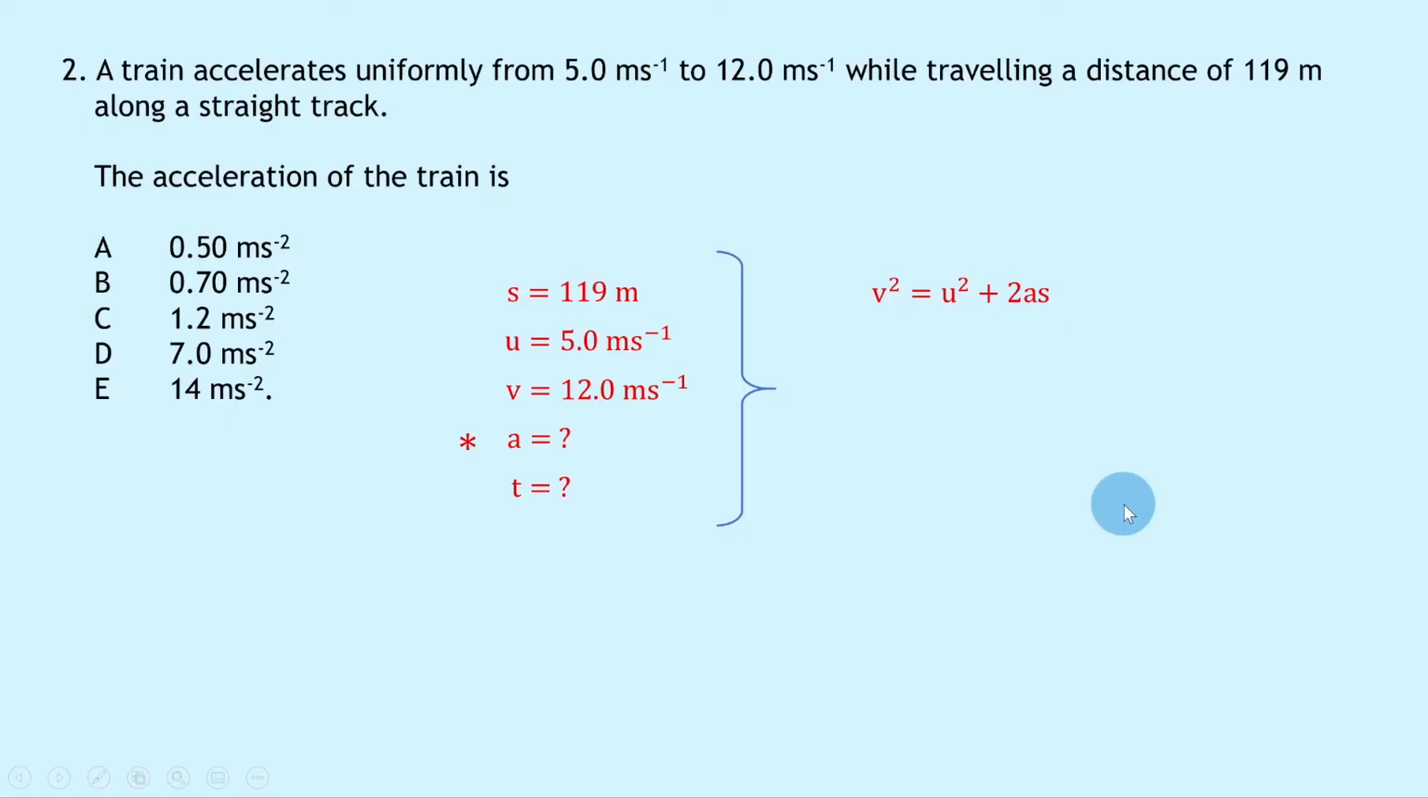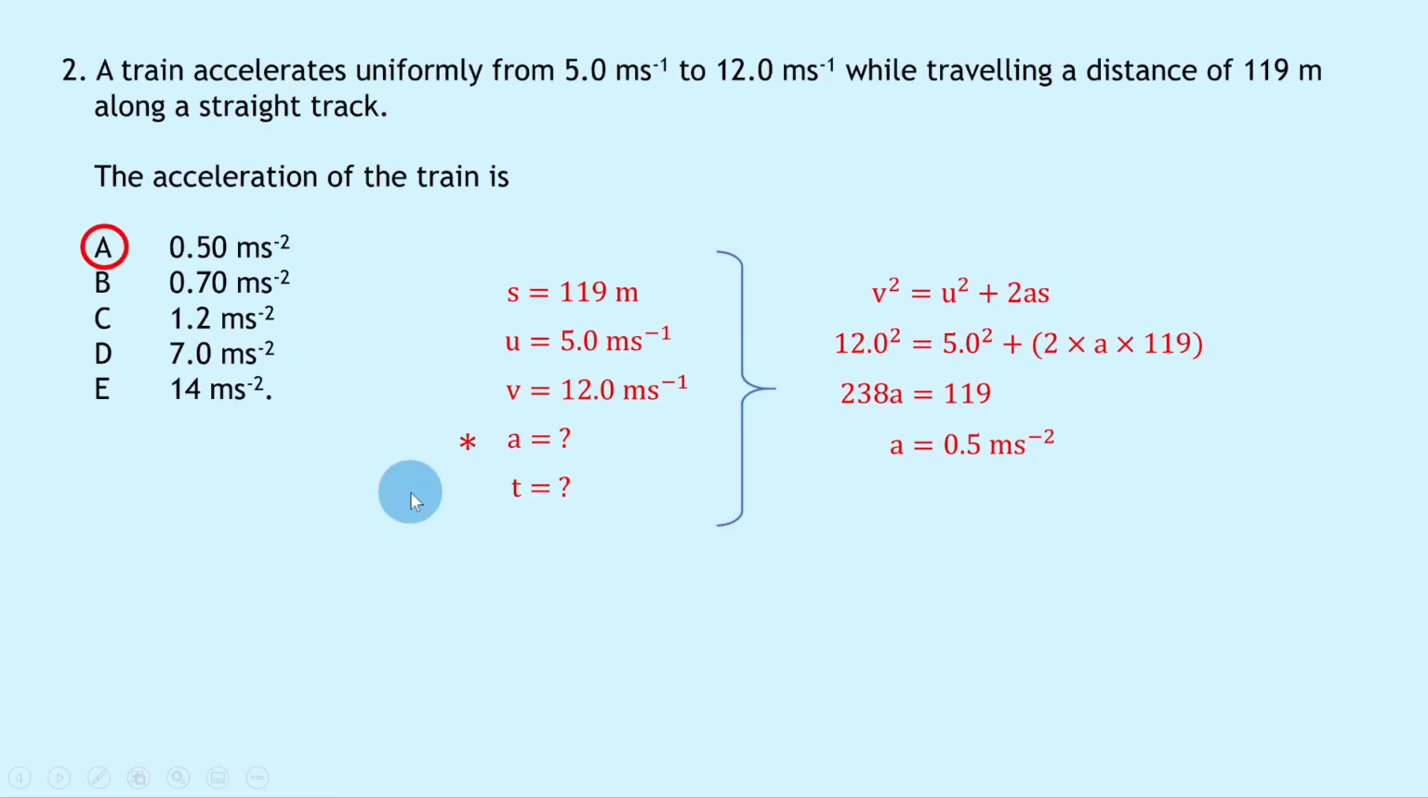Let's sub in the numbers and rearrange to find what a is. So we have 12.0 squared equals 5.0 squared plus 2 times a times 119. So doing the 12 squared, we get 144, minus the 5 squared means minus 25, and then we can do 2 times 119a on this side to get 238a equals 119, and then dividing both sides by 238 gives us a equals 0.5 meters per second squared, so this means the answer is A.